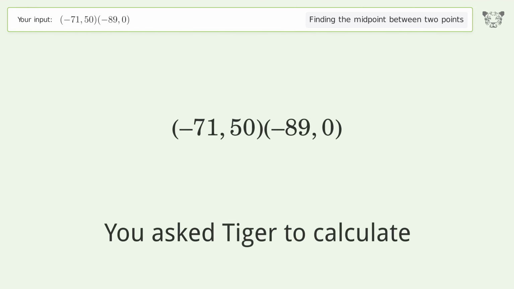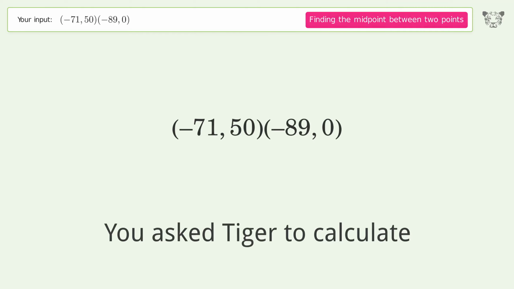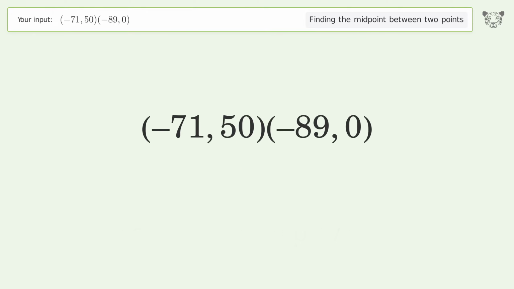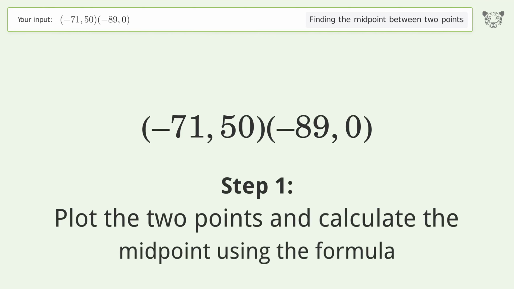You ask Tiger to calculate. This deals with finding the midpoint between 2 points. The midpoint between the 2 points is -80,25. Let's solve it step by step. Plot the 2 points and calculate the midpoint using the formula.